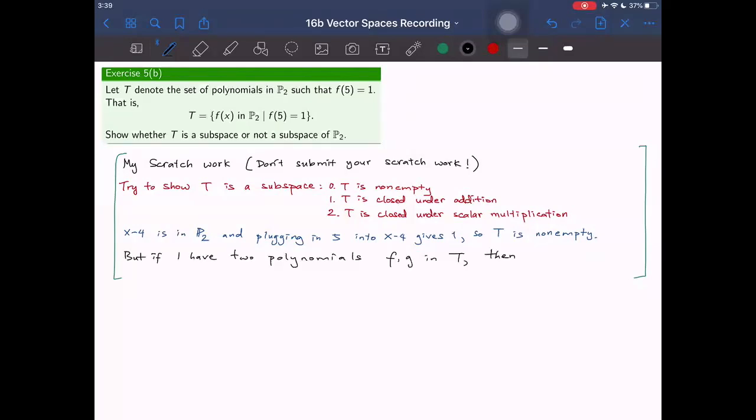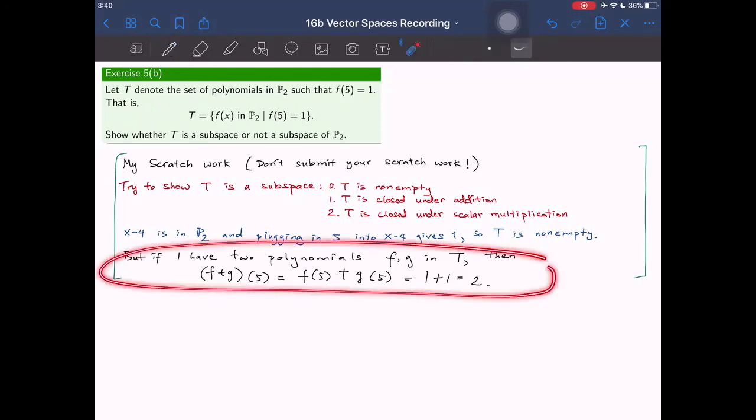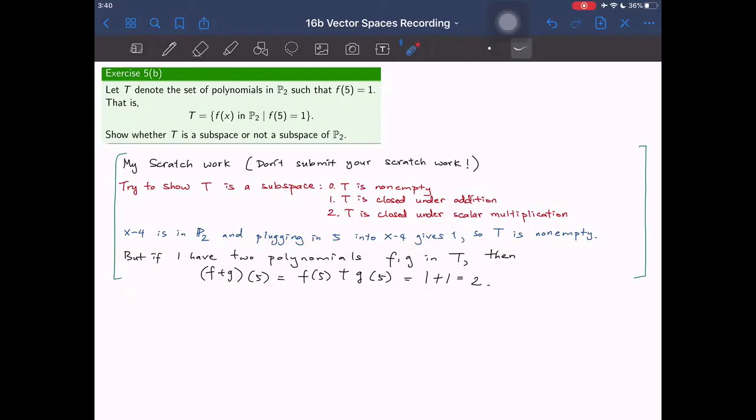So let me next try to show that T is closed under addition. If I have two polynomials, let's say f and g in T, then if I plug in 5 into f plus g, I would get f of 5 plus g of 5. So I would get 1 plus 1 equals 2. So I don't think that T is closed under addition. But what I have done here is not giving a specific counterexample. I need to come up with two actual polynomials in T, where if I add up the two polynomials, I get something that is no longer in T.